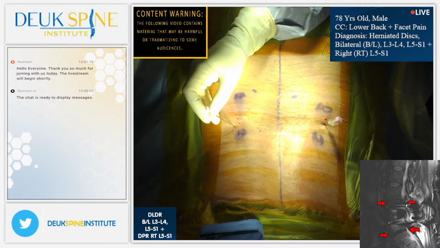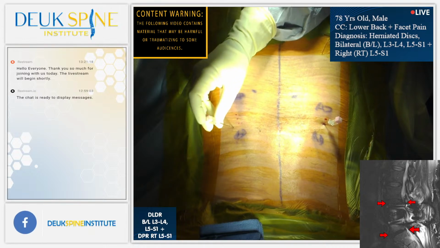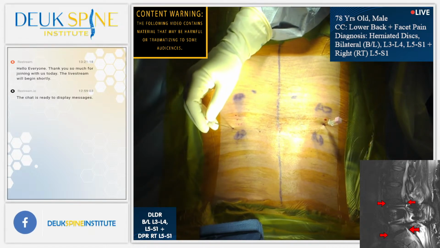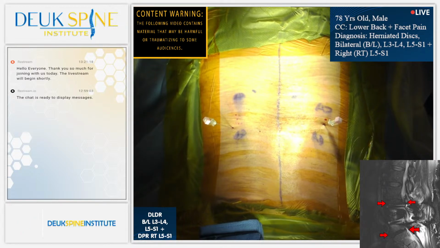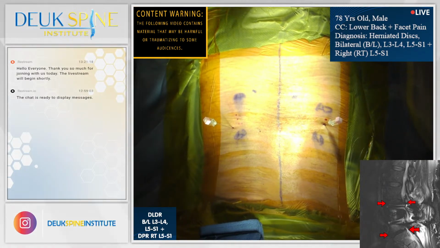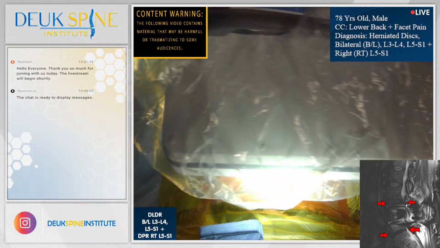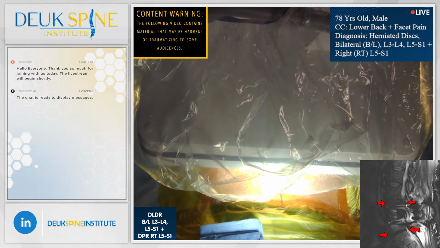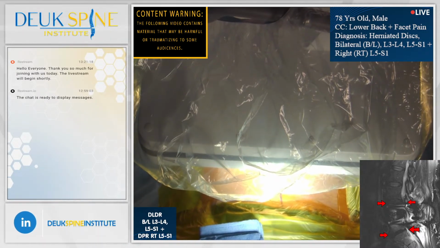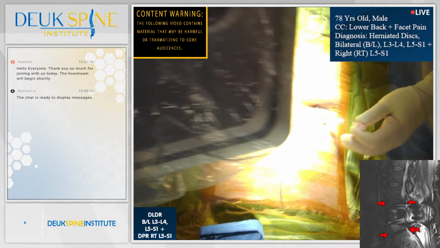Folks, we're going to give you a treat today. We're going to show you a hot off the press publication that we created at Deuk Spine based on our analysis of our patients with chronic back pain. And we're going to show you what are the most common causes of back pain. Chronic back pain.